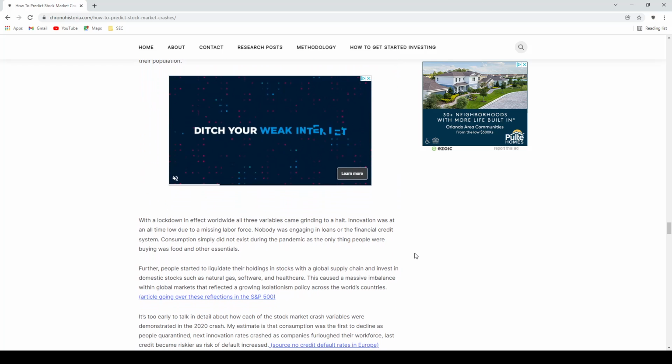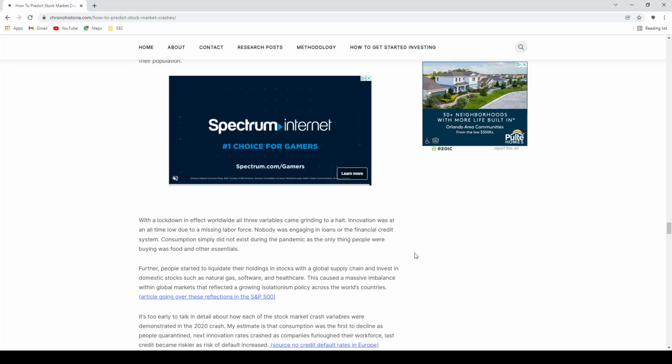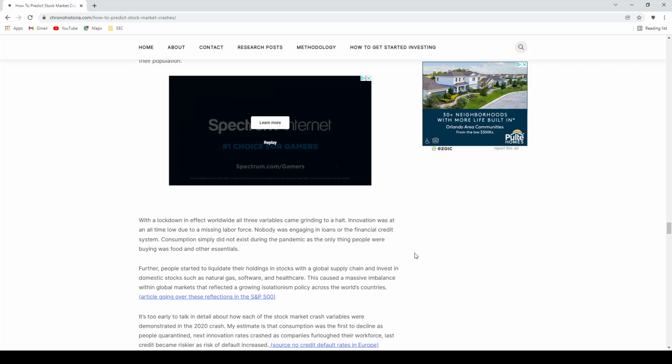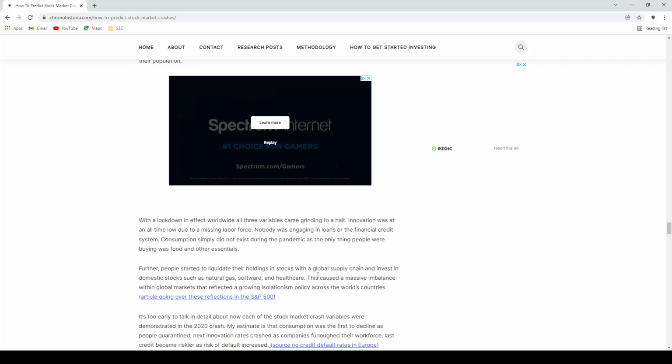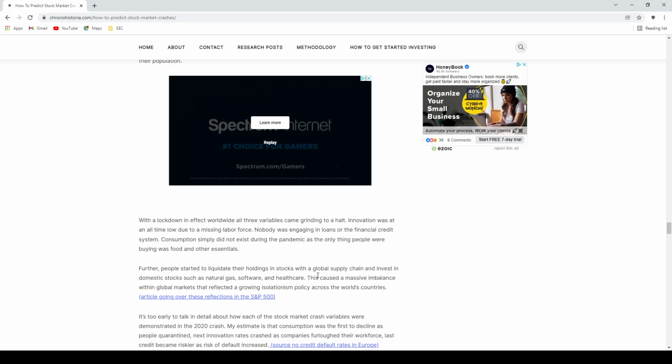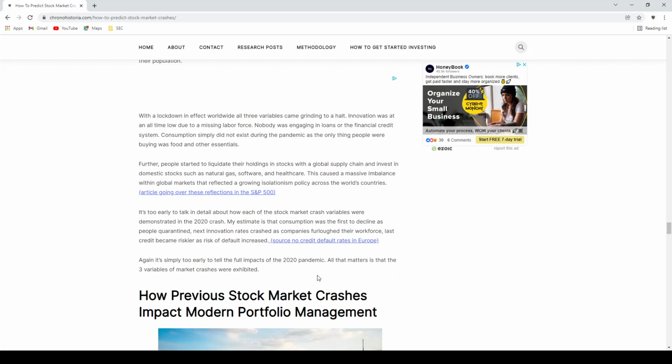Basically, this one's pretty easy. With the pandemic, consumption came to a halt, right? With everyone being quarantined, people weren't going out buying goods except for groceries or whatever. There's a study here that goes over the reflections in the S&P 500 of people rebalancing portfolios. The world is becoming more isolationist. This is being reflected in policy changes. Basically, what ended up happening was no one was buying goods. There's no reason for businesses to make new goods. If businesses aren't making new goods, there's no reason for them to go out and get a line of credit. No line of credit, no consumption, no innovation.